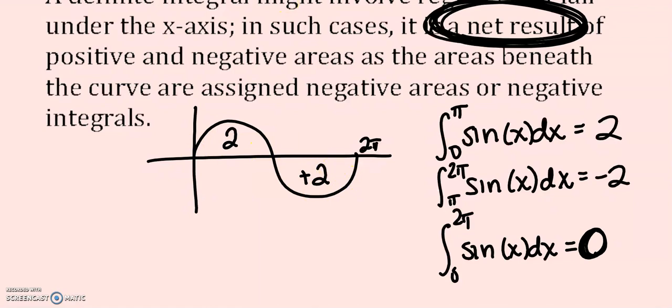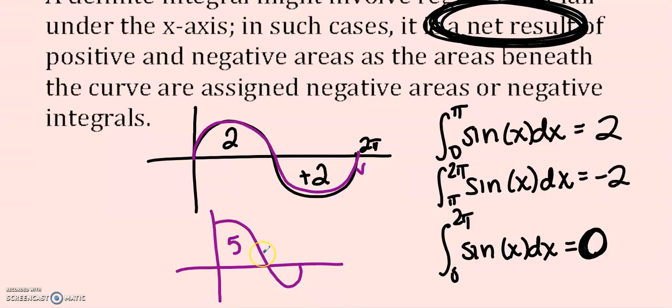If this sign was representing our velocity curve, I would have traveled 2 miles to the right of my house and then 2 miles to the left of my house, which puts me right back at my house. If this was some other curve, let's say like this, and this was 5 and this was 2, I would have traveled 5 miles to the right of my house and then 2 miles back, which has given me a displacement of 3 miles from my house.